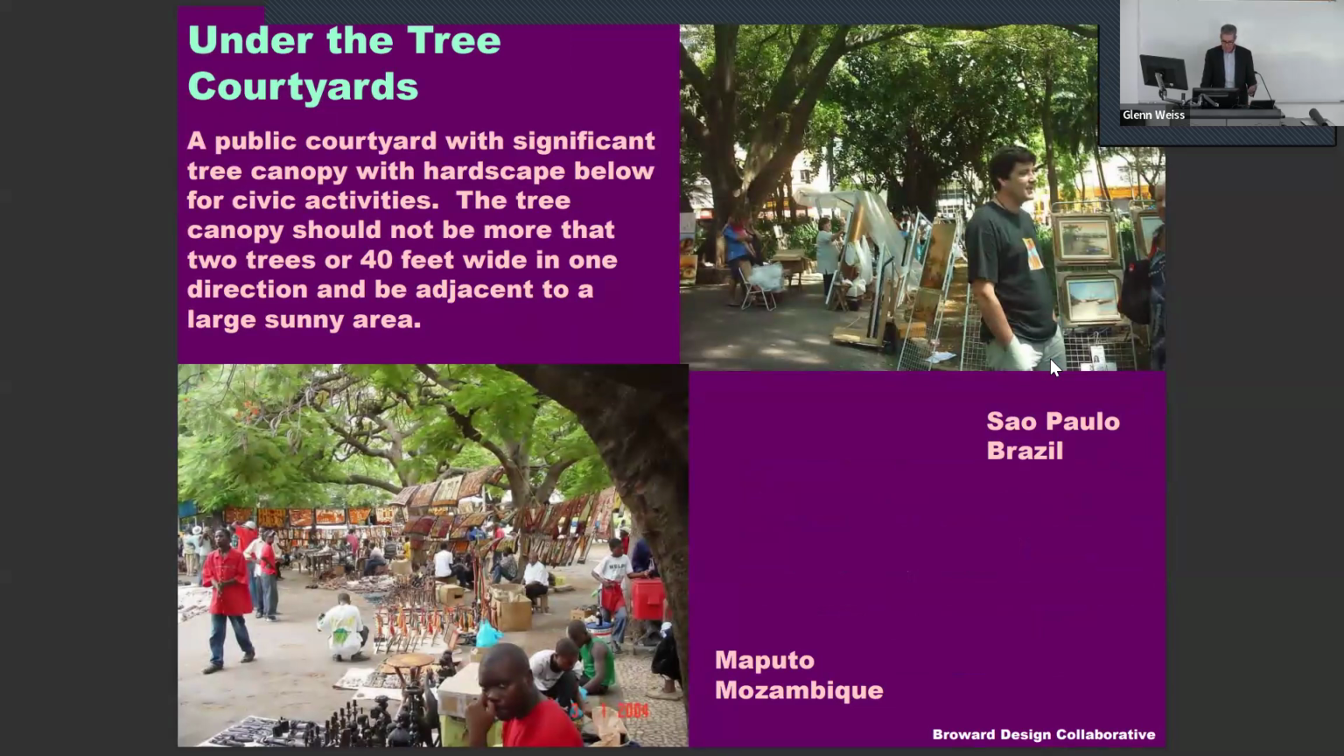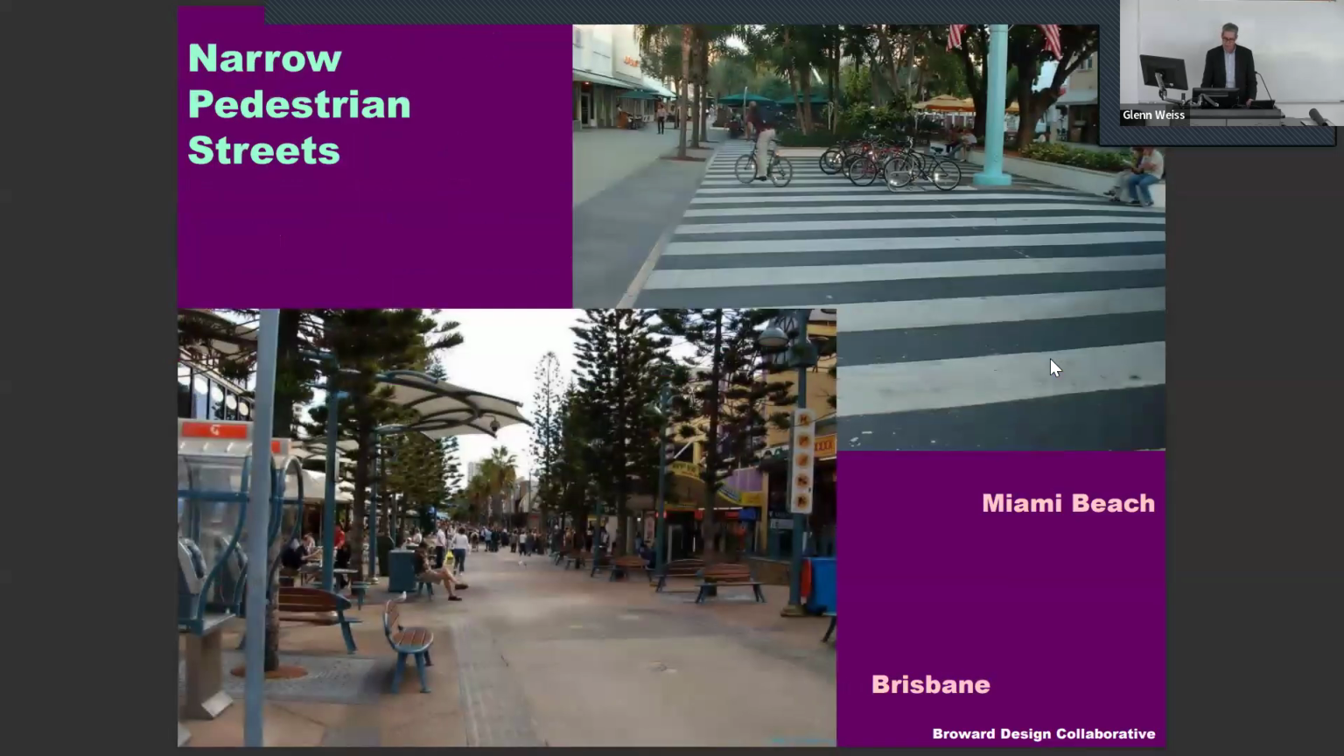And of course, one of the simplest ones is the under-the-tree courtyards. These are just basically big trees, which provide those cooling, refreshing attributes. You also don't need to use such wide streets if what you need to do is to make narrow, especially pedestrian streets, like Lincoln Road.